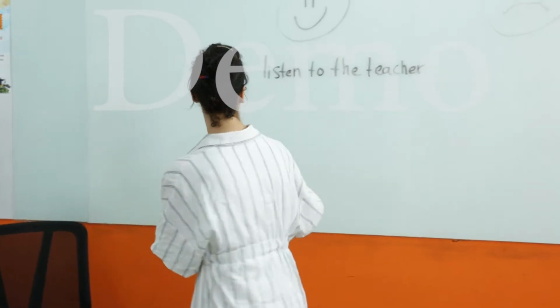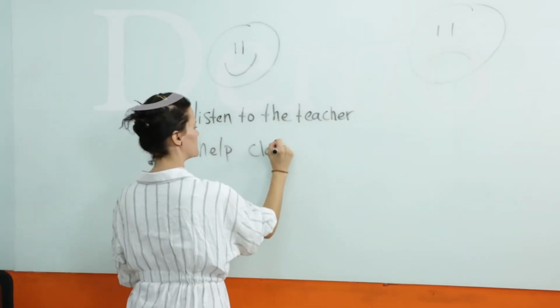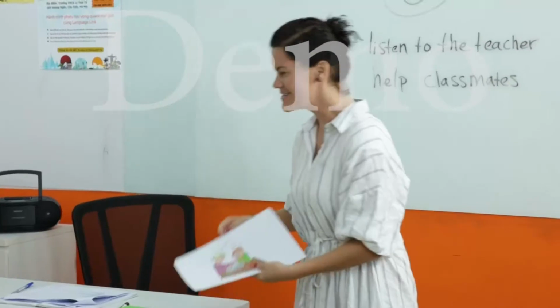I think she is a good student. Okay, why is she a good student? She is helping her classmate. Very good, wonderful. She's helping her classmate. Great. All right, so let's write help classmates on the board. All right. Okay, let's look at the next one.